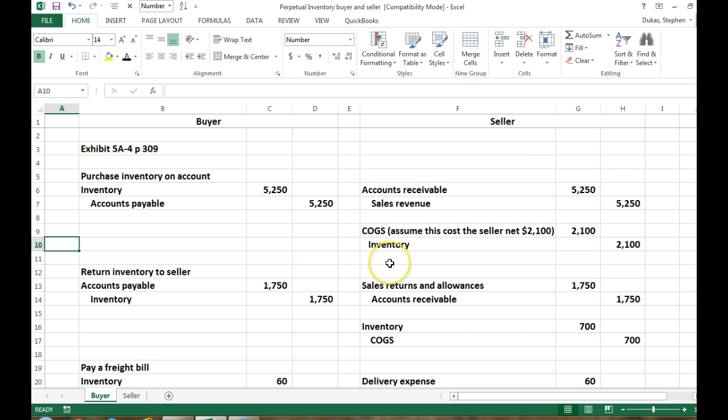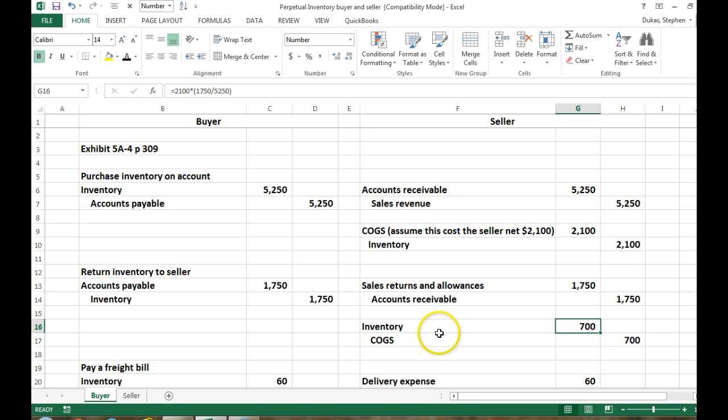From the seller's standpoint, you have to reverse both the sales transaction and the cost of goods sold transaction. So 2,100 versus 5,250, what we're going to assume is that this $1,750 is going to be in the same proportion, basically. So when the inventory is returned, the amount returned, the sales price is going to be $1,750. Accounts receivable is going to be reduced by $1,750.